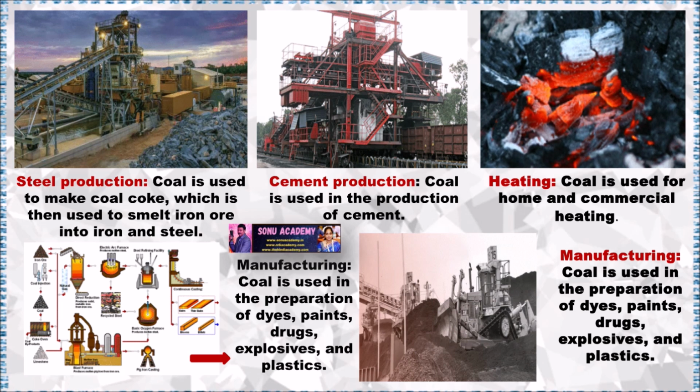Steel production. Coal is used to make coal coke, which is then used to smelt iron ore into iron and steel. Cement production. Coal is used in the production of cement. Heating. Coal is used for home and commercial heating also. Transportation fuel. Coal can be used as a transportation fuel for trains and ships. Manufacturing. Coal is used in the preparation of dyes, paints, drugs, explosives and plastics.